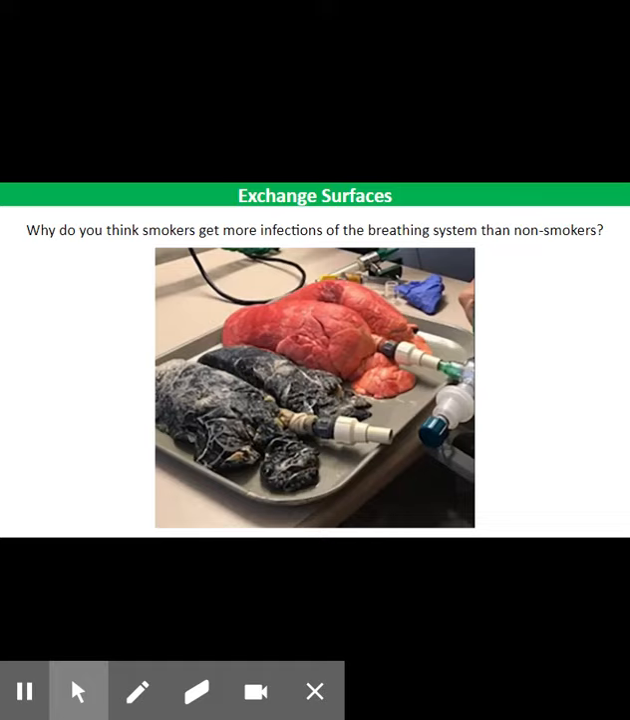Now, in smokers, the cilia become damaged so that they can't beat. The mucus with the bacteria therefore stays trapped inside the lungs, and more pathogens will reach the lungs. So smokers are more likely to get infections of the breathing system than non-smokers with active cilia.